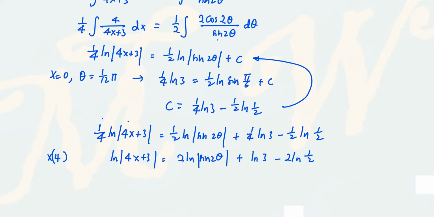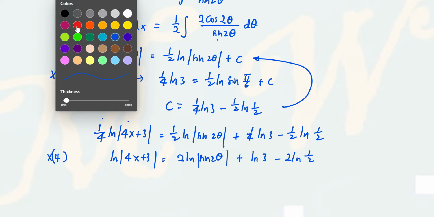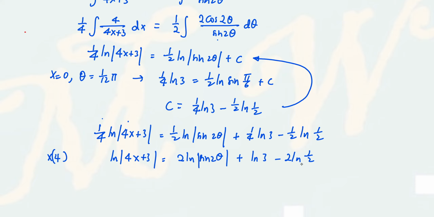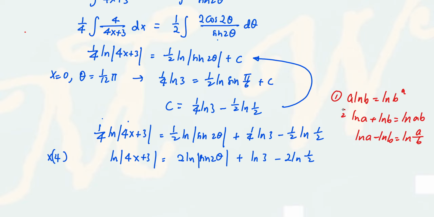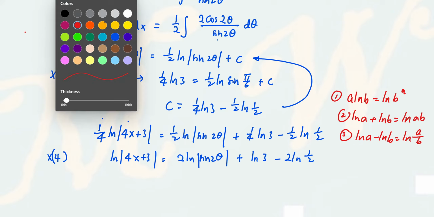Okay, since we have so many ln here, before we simplify, we need to make it 1 ln on both sides. At the same time, to group all the ln on the right side, since you have the coefficient, I will use a ln b equals ln b to the power a. After that, ln a plus ln b you can simplify into ln ab, and ln a minus ln b is ln a over b. So the first step is to make the coefficient of 1 for the ln, before you can combine.